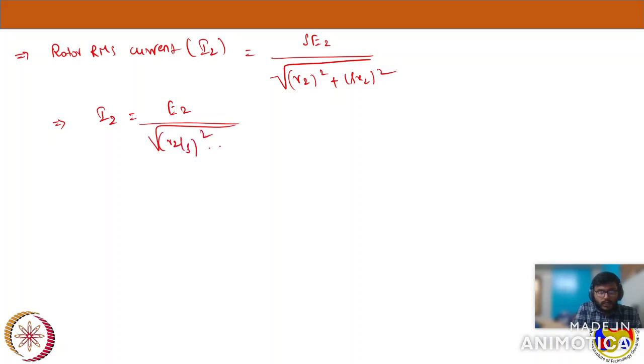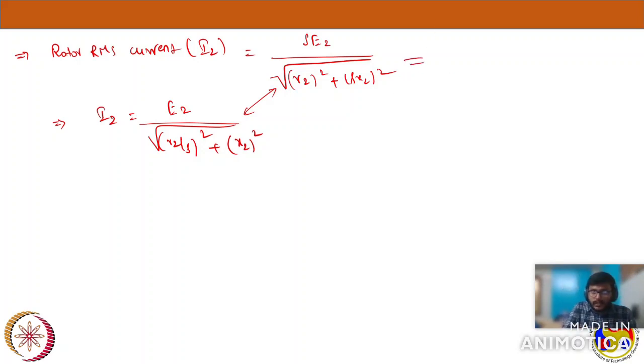One question, and you tell me whether it is right or not. So are these two same or not? E2 divided by under root of R2 by S whole square plus X2 square, is it same or not? Yeah, they both are exactly same. Here the magnitude of I2 in the top and the magnitude of I2 in the below are same.